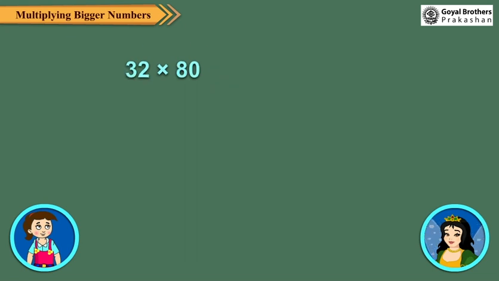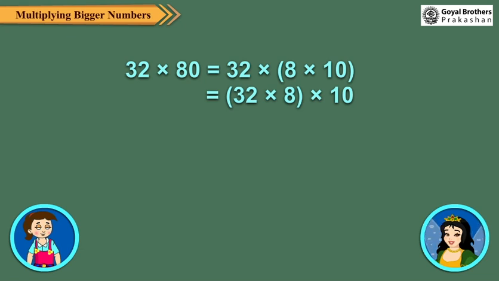Now let us find the product of 32 multiplied by 80. Here also, we break 80 as 8 multiplied by 10. Then we multiply 32 by 8 and get 256. Finally, 1 zero is inserted on the right of 256 to get 2560. So we can say that to multiply a number by 80, we first multiply the given number by 8 and then insert a 0 on the right of the product.